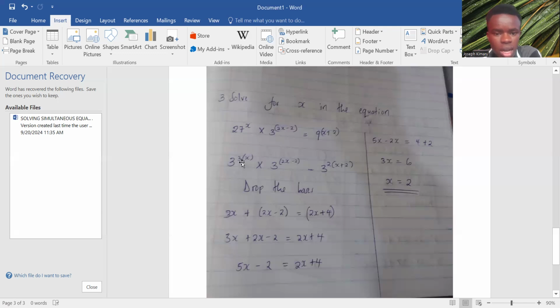So I'll be having 3 times x, which is 3x here, then 2x minus 2. Then open, this will be 2 times x, 2x, then 2 times 2, 4. So 2x plus 4. Now, this is my question here.